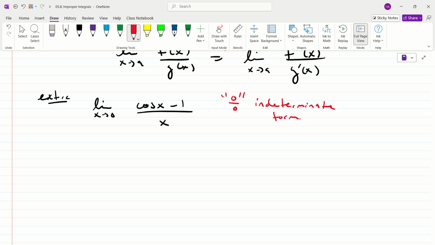And really, it's sort of like a tug of war. The top wants to go to 0, and it wants to make the fraction 0. The bottom wants to go to 0, and it's trying to make the fraction infinity. So here we can apply L'Hopital's rule and turn this limit into the limit as x goes to 0. The derivative of cosine x minus 1 is negative sine x, and we divide that by the derivative of x, which is just 1.